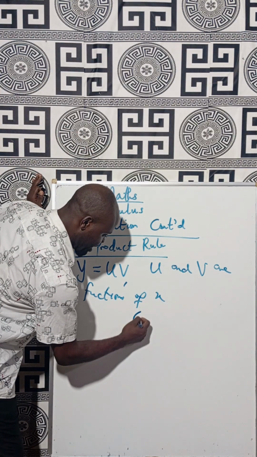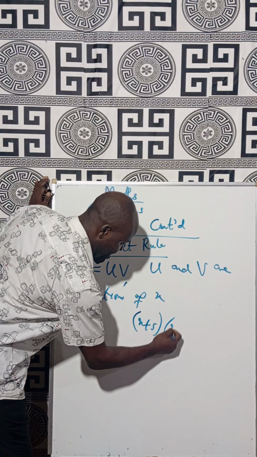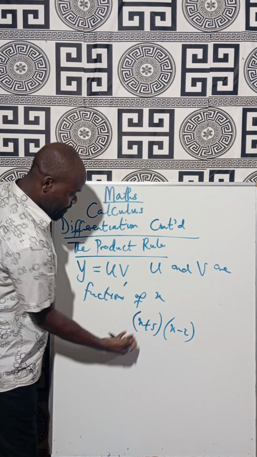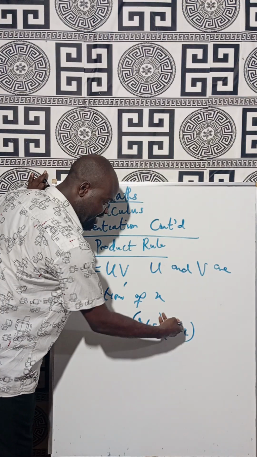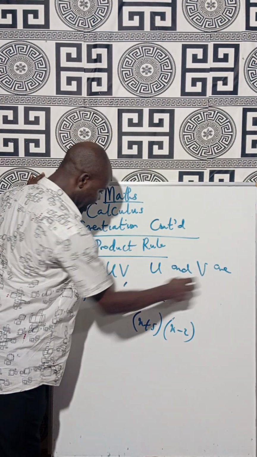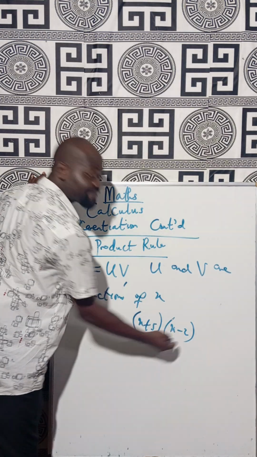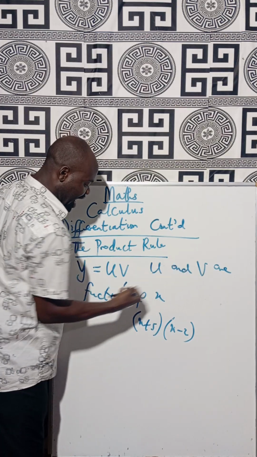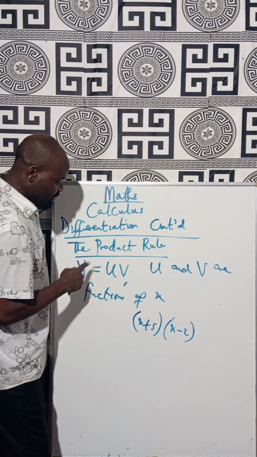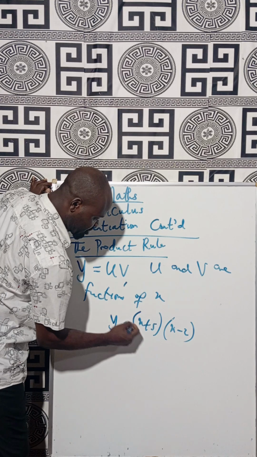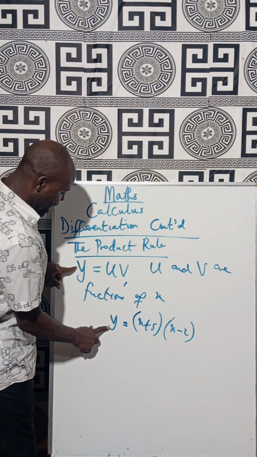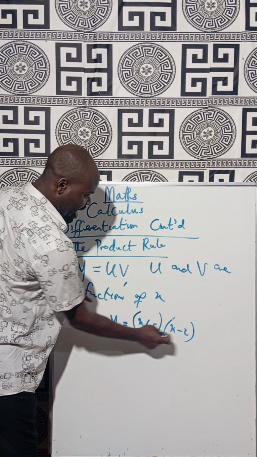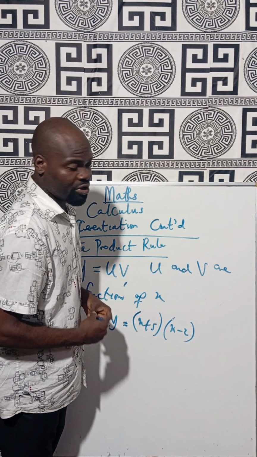Let's say we have x plus 5 multiplied by x minus 2. Obviously, this is my u and this is my v. My u is having x, my v also is having x. That means u and v are functions of x. Assuming this is t and this is t, we would have written that u and v are functions of t. Note it. So let's say this is the question. That means y is equal to u times v, and u and v are both functions of x. You understand me now? Hope you get that.